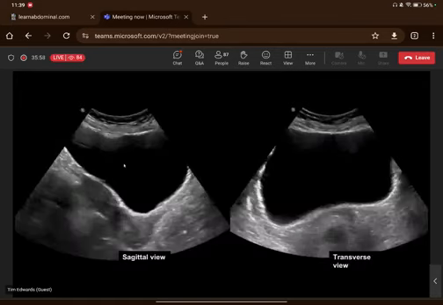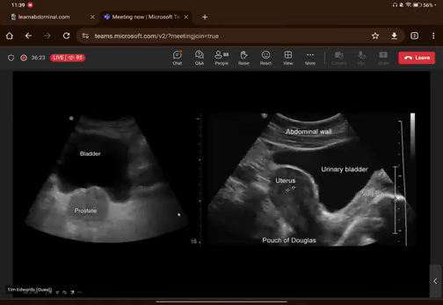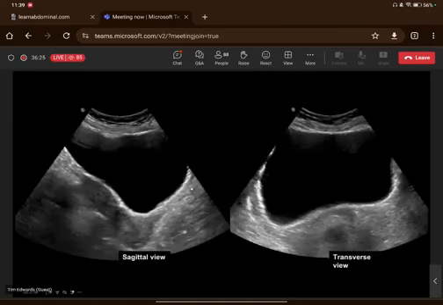So ultrasound, this is what the bladder looks like on ultrasound. On transverse view, you can see this is a well-filled bladder, and the normal bladder has this smooth hyperechogenic outline, and this is a sagittal view.